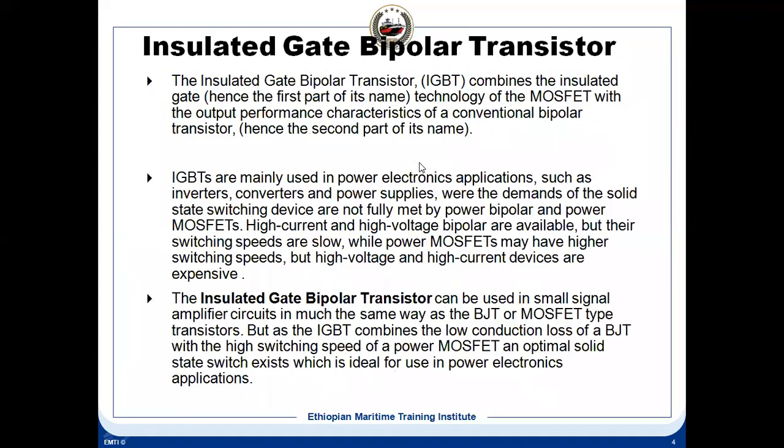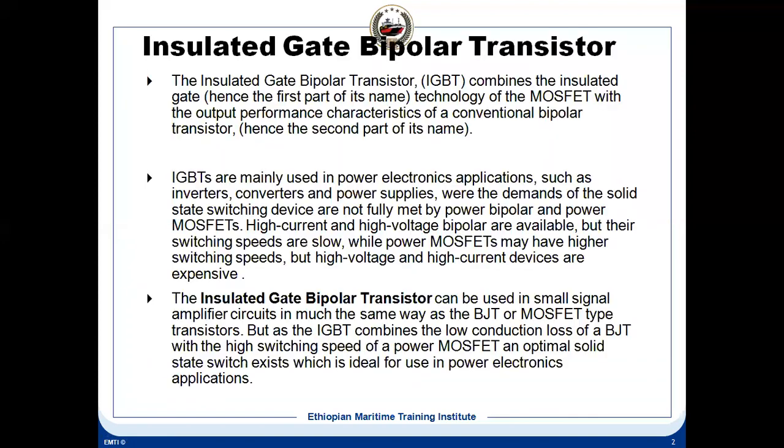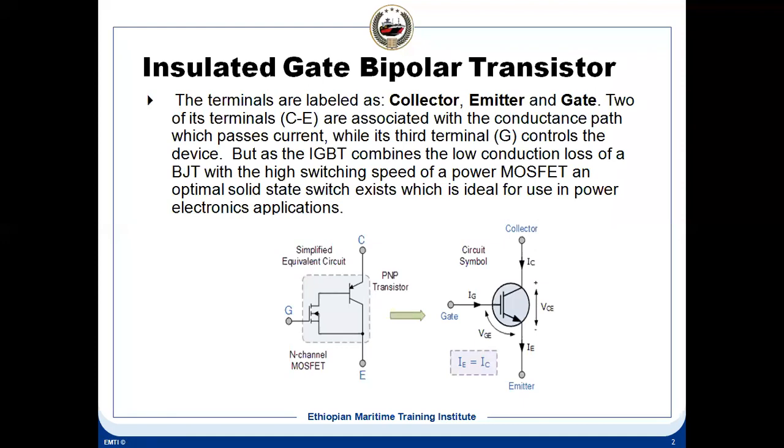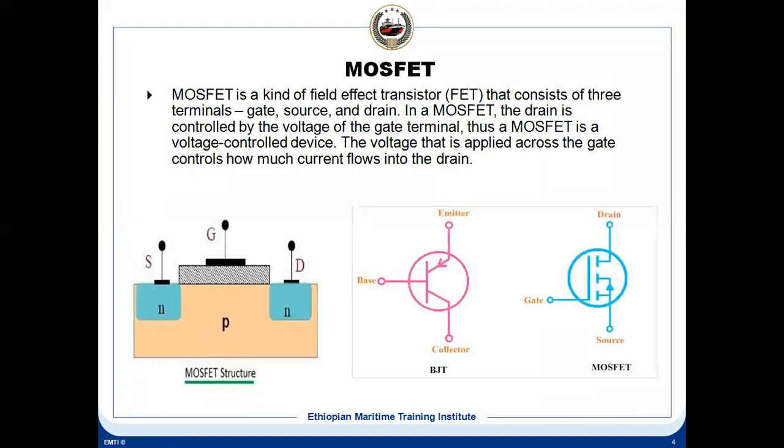So what we have seen is the first part, that is what is IGBT, what are the constructional details. So IGBT is a combination of the BJT and the MOSFET. BJT is a current control device, whereas MOSFET is a voltage control device. This concept should be very clear to you.